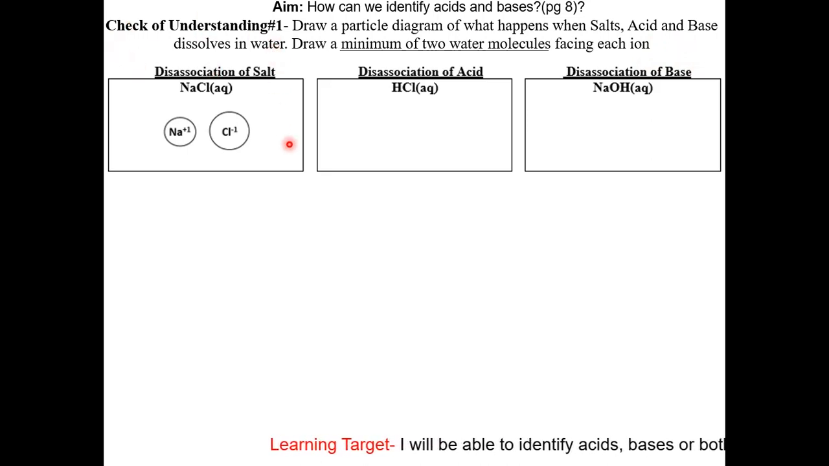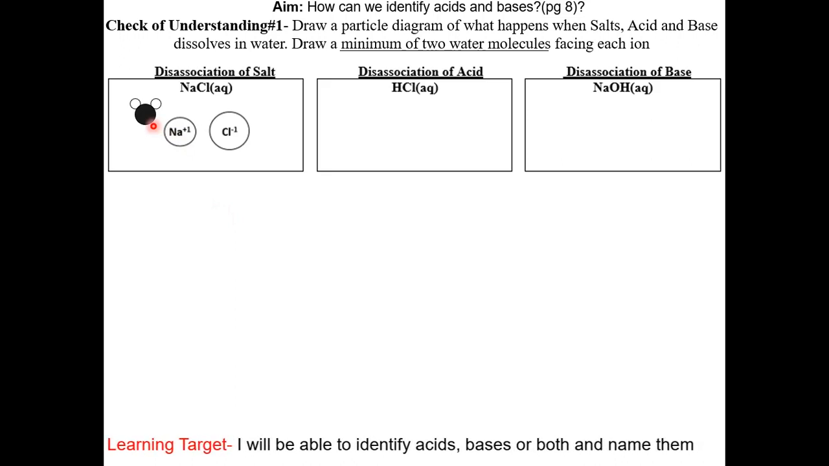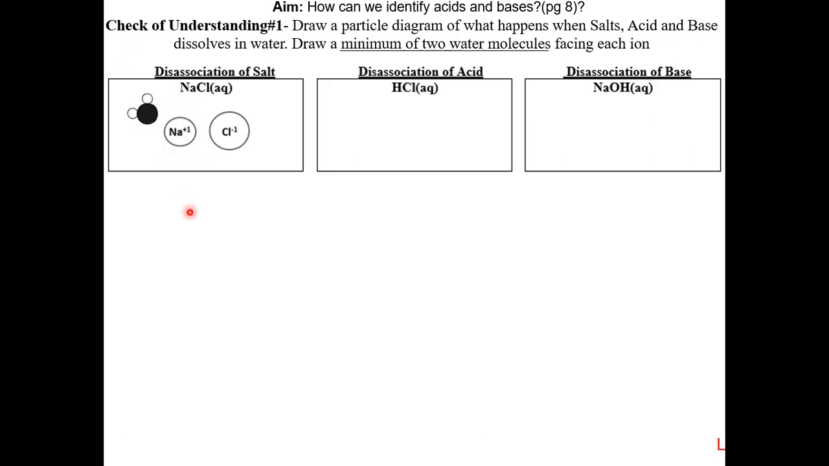So let's look at some examples of correct answers. Here's a dissociation of salt. We're going to draw water molecules around each ion. Since water is a polar molecule, the oxygen is partially negative and the hydrogen is partially positive. So you want the oxygen to face the positive ion and the hydrogen to face the negative ion.